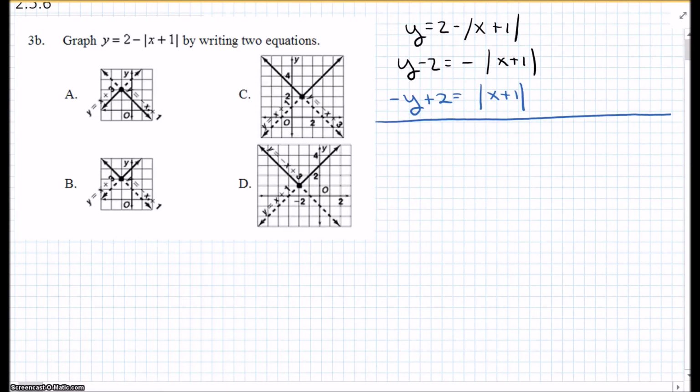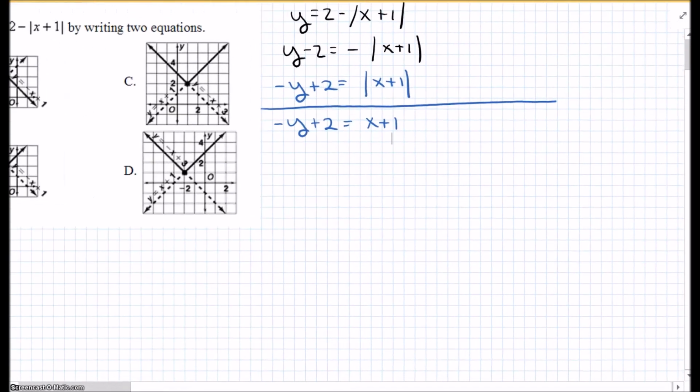So now we can make a positive solution set and a negative solution set. So let's do our positive one. Negative y plus 2 equals x plus 1. Okay, our negative solution set's going to be negative y plus 2 equals negative x plus 1.